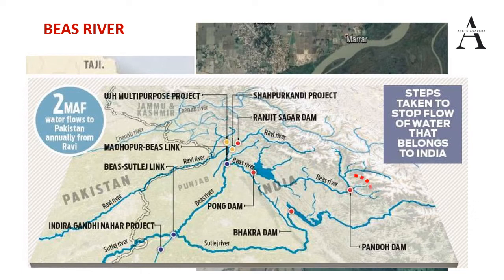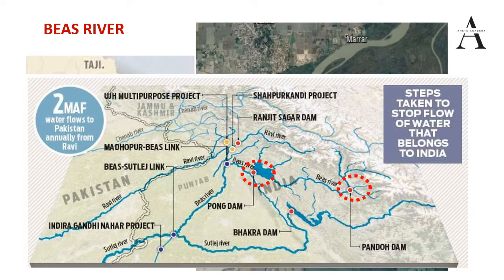Now we will discuss a few important dams or projects on the Beas River. We have two important dams. The first one is the Pandoh Dam on Beas River and the second one is the Pong Dam. These are the two important names which you should remember and be able to locate if UPSC asks, especially when they are asking match the following.